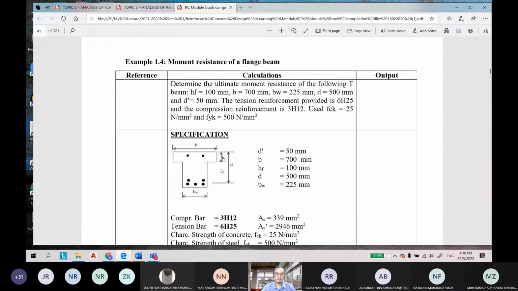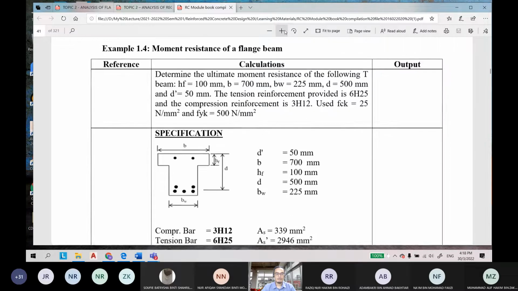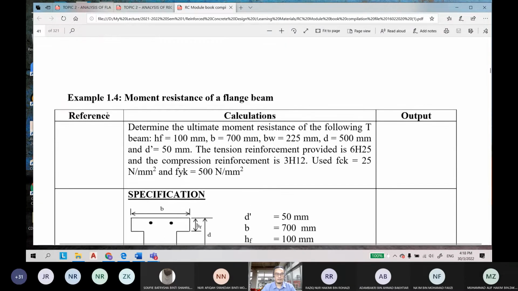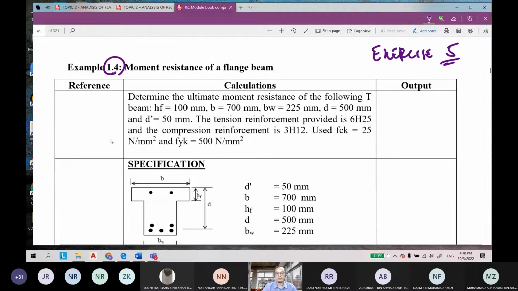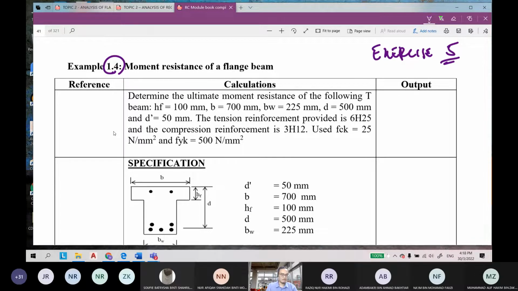So let me, okay. Can you see my screen now? Okay. Okay, so I hope you are ready with this, okay, exercise. Okay, let's have some changes. Okay, this one is exercise, let's treat this one as exercise number 5. Okay, which is from example number 1.4 from your textbook. And we will do this one.